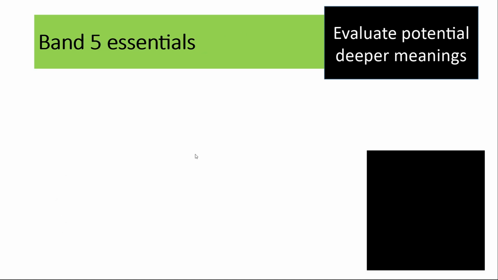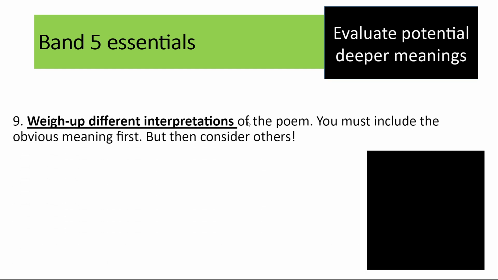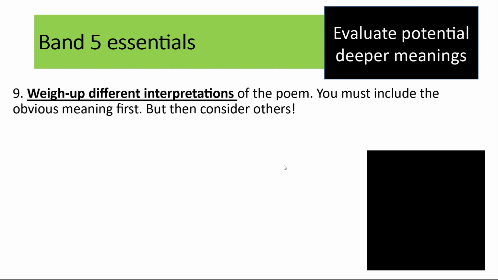Okay, so your band 5 essentials then. Obviously, a poem usually has some kind of deeper meaning, and your job, if you want to be getting band 5, is to try and evaluate those potential deeper meanings, because you don't know exactly what they're going to be, but you can speculate. So it's all about weighing up different interpretations.